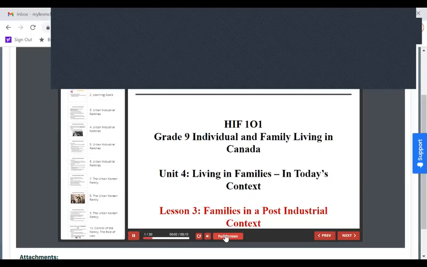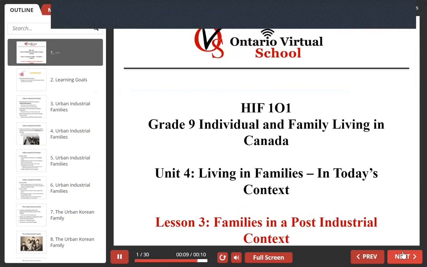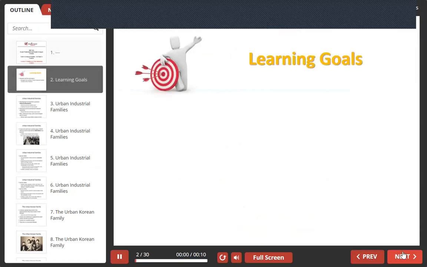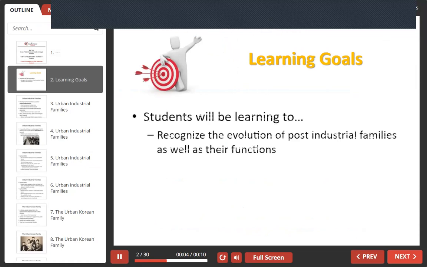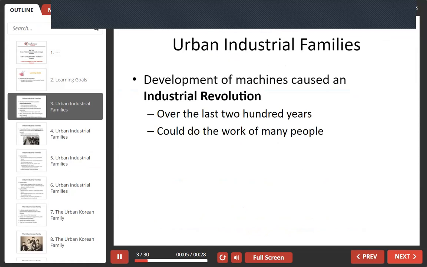Hey guys, welcome back to Unit 4, Living in Families, Lesson 3, Families in a Post-Industrial Context. So, our learning goals for this lesson will be to recognize the evolution of post-industrial families as well as their functions. Urban industrial families saw the development of machines, which caused an industrial revolution.